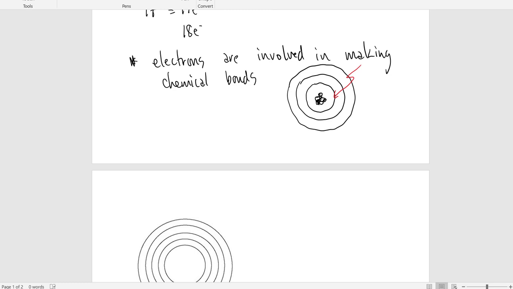The first energy level holds 2 electrons. The second energy level holds 8 electrons. And the third holds 8 electrons. There are more energy levels, but we'll start with just that for now. And this is true for any given atom.